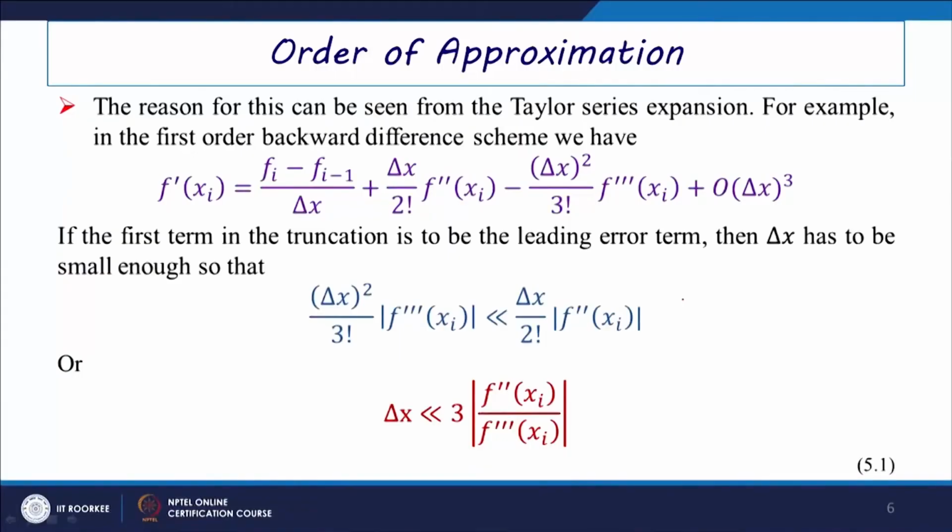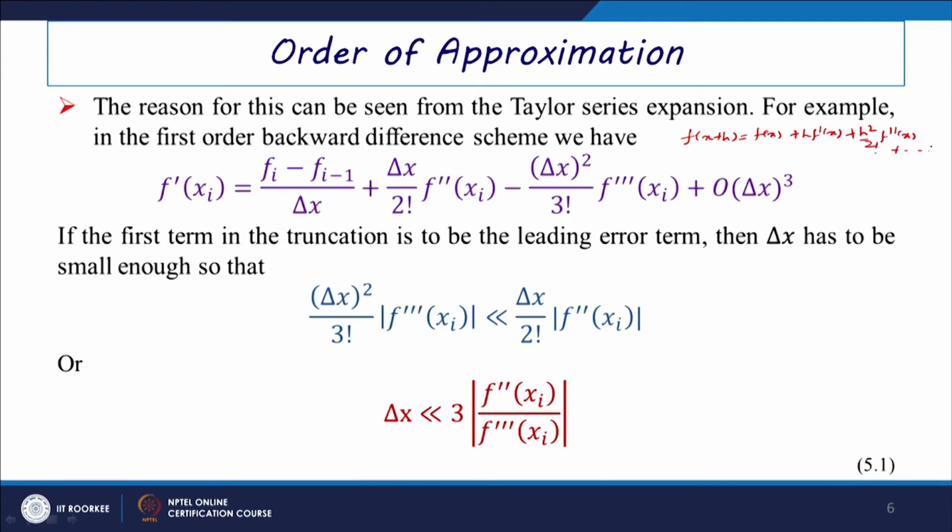Then, in a numerical sense, if we go for the first order approximation in the Taylor series expansion, for example in the first order backward difference scheme, we consider f dash of xi. We write the series in the form f of x plus h, that is f of x plus h f dash x plus h square by factorial 2 f double dash x.